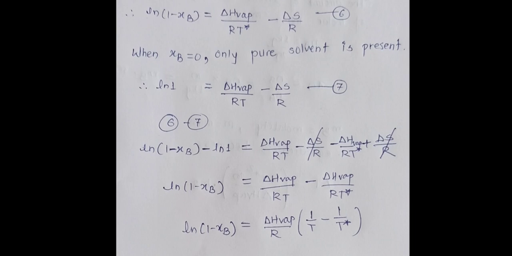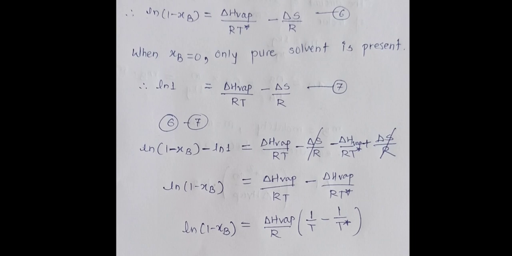When the mole fraction of the solute is equal to 0, that means only pure solvent is present. So, you can write ln of 1 minus XB, XB is equal to 0. So, the only term is ln of 1 is equal to delta H vaporization divided by RT minus delta S upon R. So, this is our equation number 7.